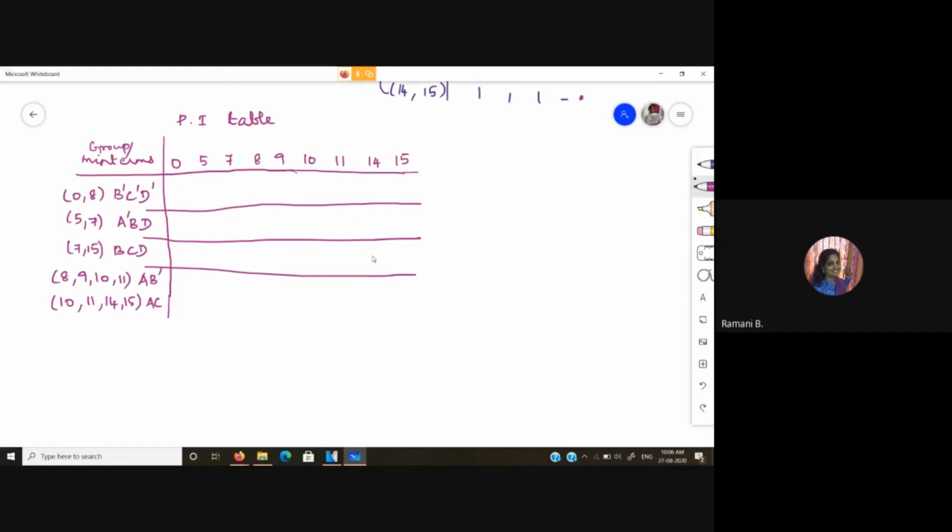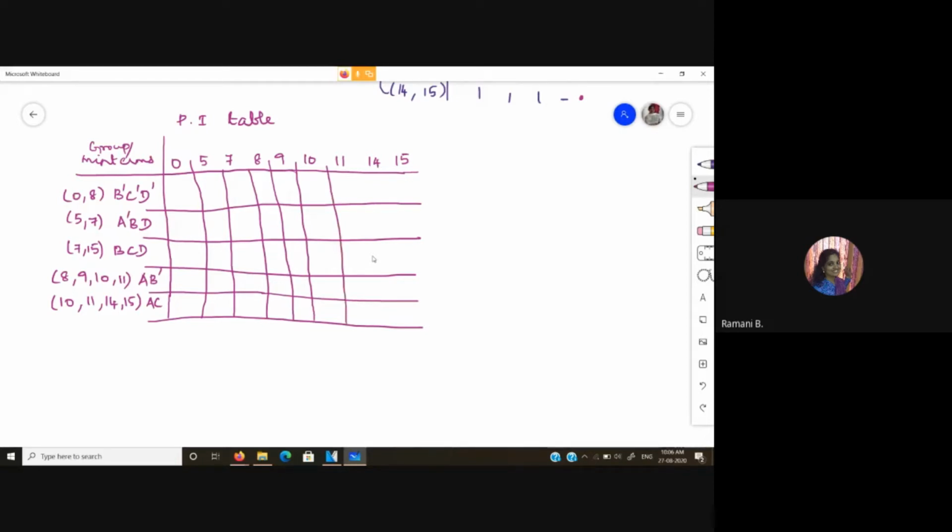So with this, we mark the X mark for the min terms that we have with the corresponding terms. Okay. So 0, 8. So I put the X mark in those terms alone. Next we have 5, 7. Then 7, 15. Then we have 8, 9, 10 and 11. Then we have 10, 11, 14 and 15.